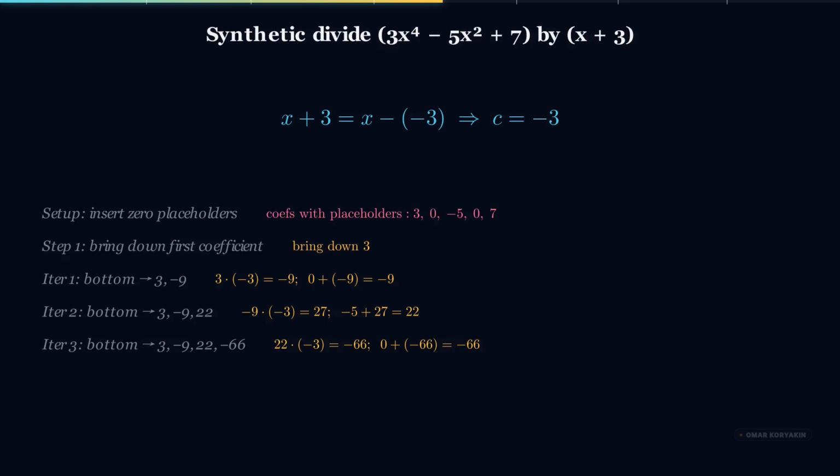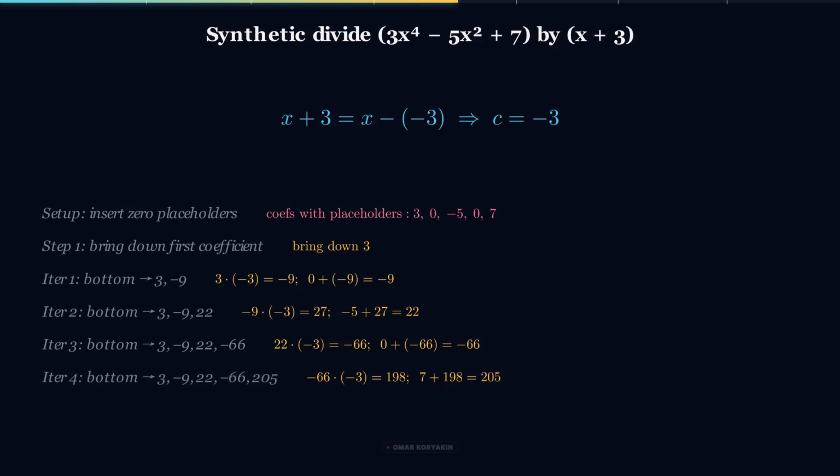Step 5. Third multiply and add. Multiply 22 times negative 3 equals negative 66. Write negative 66 under the next coefficient 0. Add 0 plus negative 66 equals negative 66. Bottom row so far: 3, negative 9, 22, negative 66.